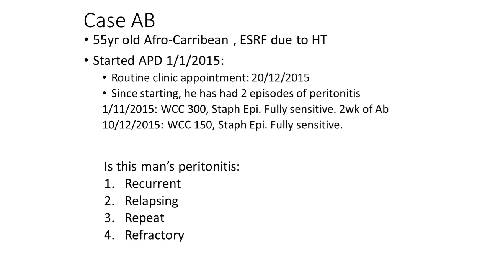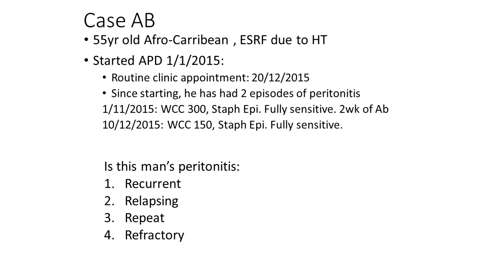This is a person who started APD, let's say, on the 1st of January 2015. Then when you see him at the end of that year, he's had 2 episodes of peritonitis. The first one was on the 1st of November: Staph epi, fully sensitive, given 2 weeks of antibiotics. For us, our antibiotic treatment for Staph epi is IP vancomycin and oral rifampicin, unless there's a contraindication to rifampicin.